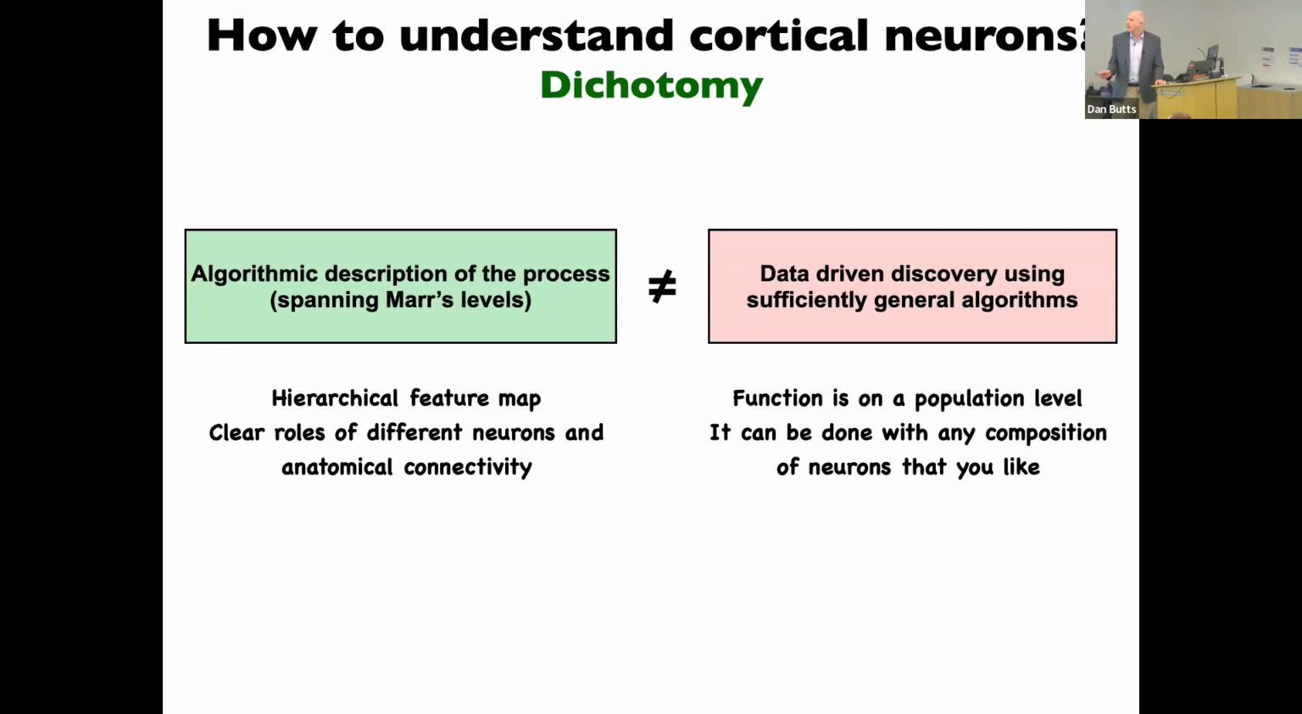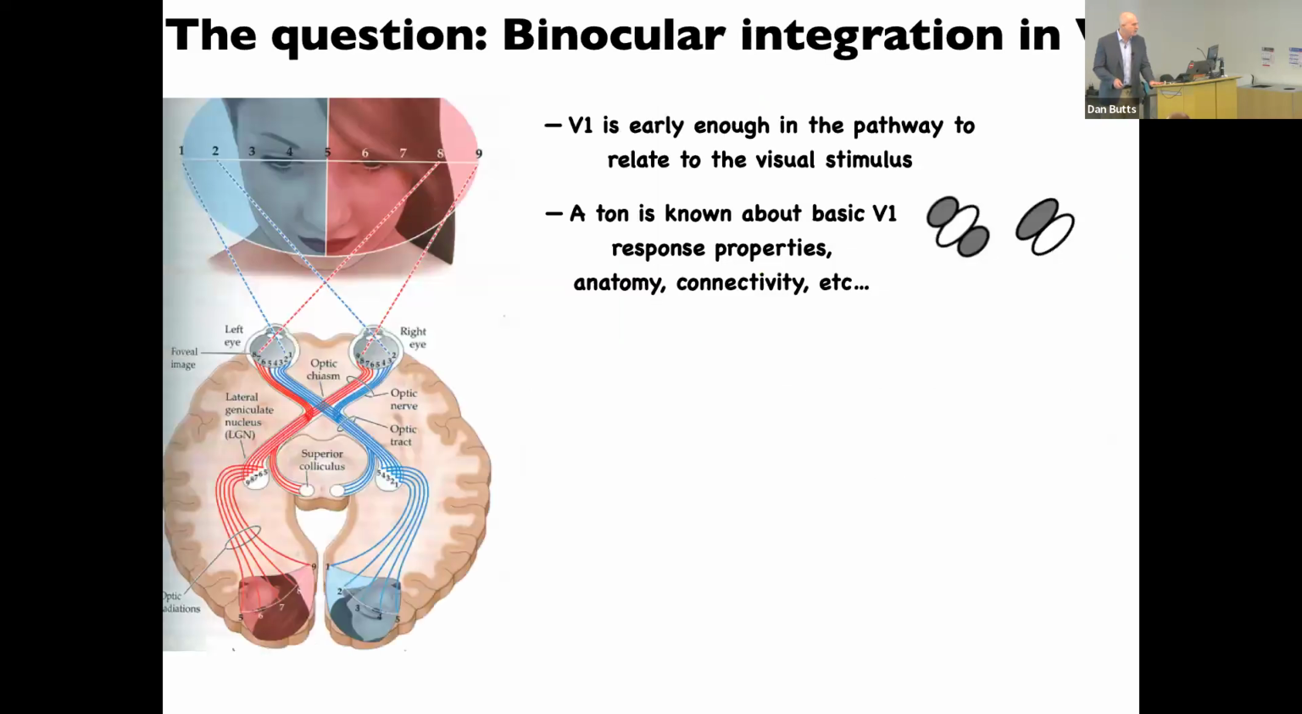At the same time, I'll also show you that a lot of the neurons in V1, at least from the experiments that we have so far, are possibly doing something else that is not necessarily algorithmic, but has function on a population level and doesn't really clearly relate to the composition. And you can have both true in V1, and this raises big questions for how to study it and how to interpret the information. So all very abstract. I'll dive into talking about now the question of binocular integration in V1.